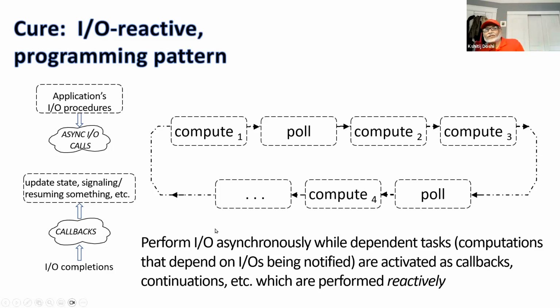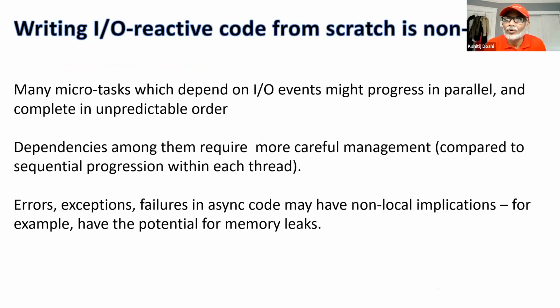Now, performing I/O asynchronously while dependent tasks are activated as callbacks is a very high performance software programming model, but writing such I/O reactive code from scratch is non-trivial. And that is because, from a programmer's standpoint, when you have a lot of different micro tasks that have been separated out from the I/Os that they are waiting on, or that they need to get coordinated with, that becomes a challenging algorithmic task for a programmer, because they may have to deal with the fact that these I/Os may complete in a very unpredictable order.